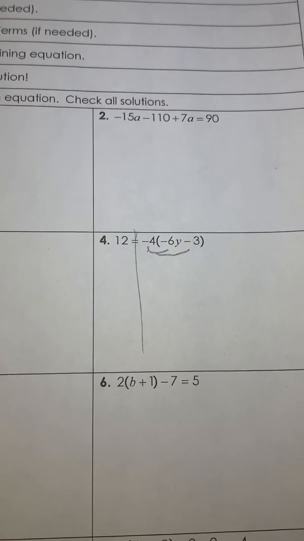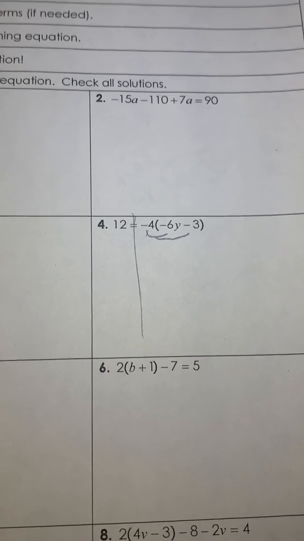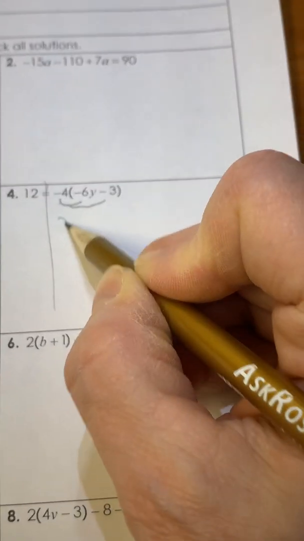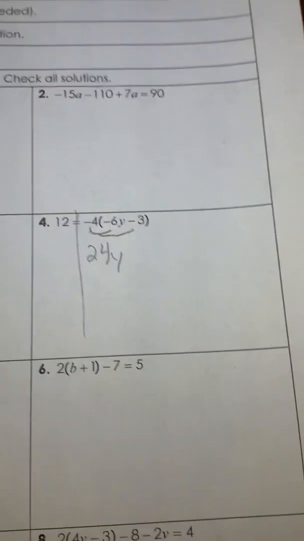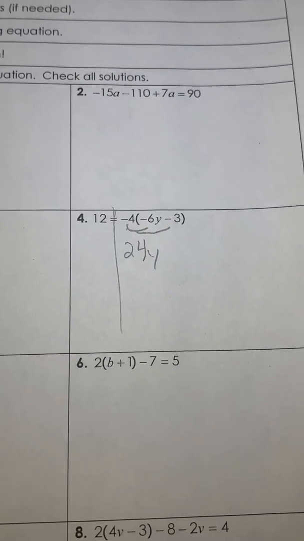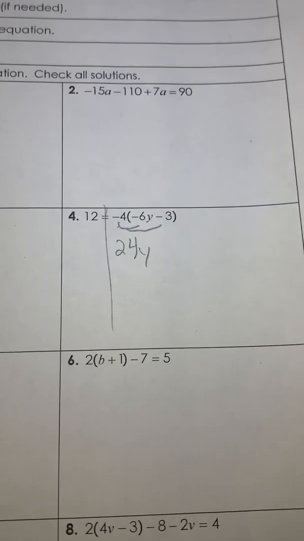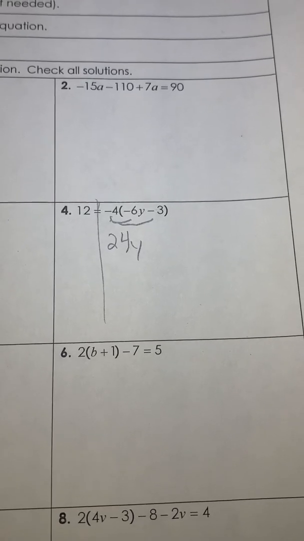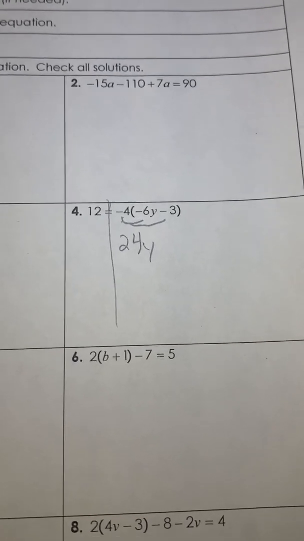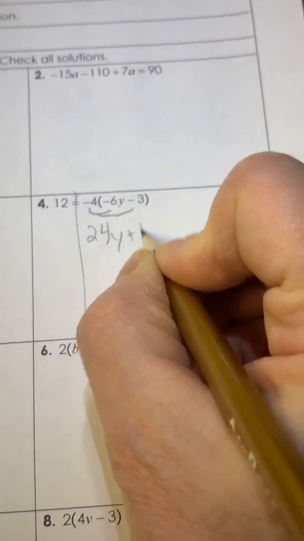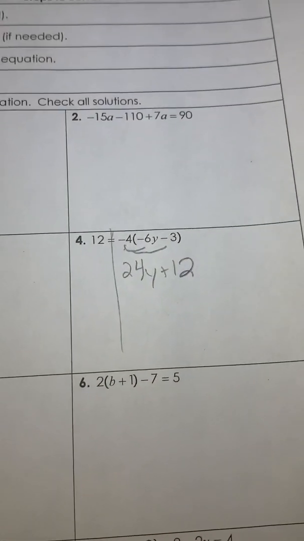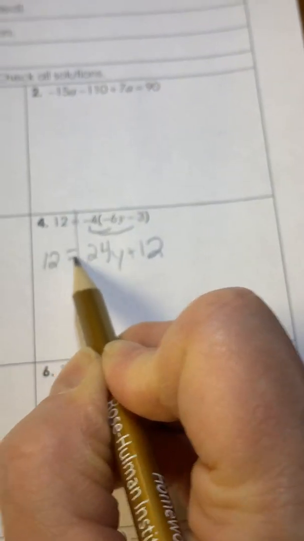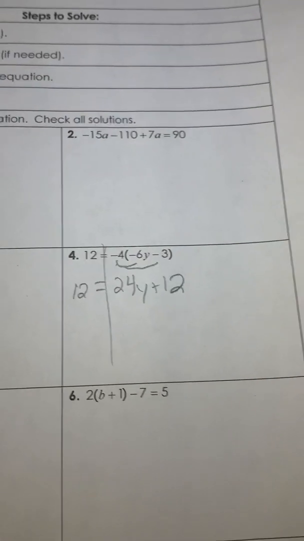Negative 4 times negative 6y gives me 24y. Negative 4 times minus 3 gives me positive 12. So I'm going to say plus 12. Write down the rest of the equation when you finish your step. So 12 equals 24y plus 12.